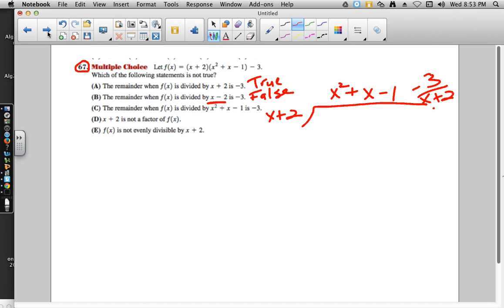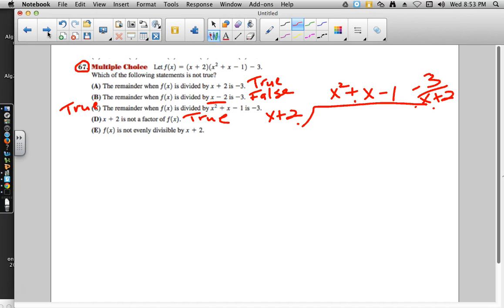C says the remainder when f of x is divided by x squared plus x minus 1 is negative 3. Well, yeah, because it doesn't matter if this is your divisor or this is your divisor, you still are going to have this remainder. So this one is also true. D says x plus 2 is not a factor of f of x. Well, no, it had a remainder. Remember that our remainder has to come out to be 0 to be a factor, so this one is also true.